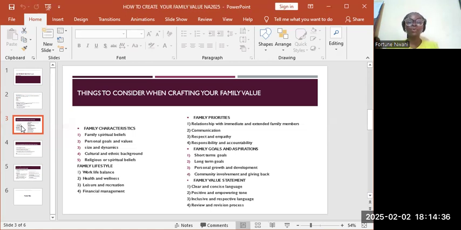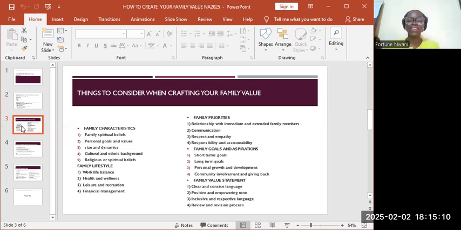Then family priorities. So you want to look at relationships with immediate and extended family members. How do you want family members to interact? How do you want family members to relate with each other? Mm. You see some families, everybody is just doing their own thing. Everybody is just going their own way. Except that is the type of family that you want to create, then it's okay.